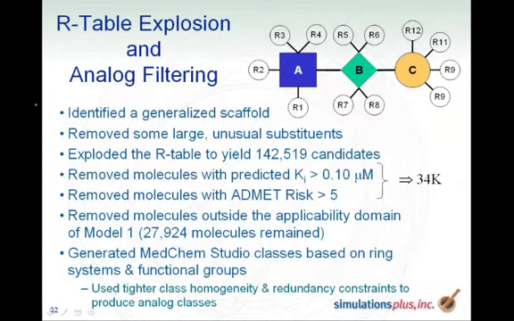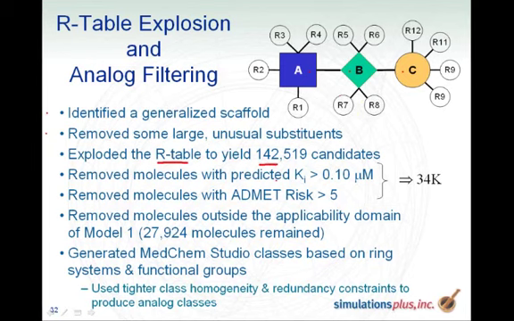So we identified a particular scaffold within the GSK data set, and it's illustrated by three parts of the molecule here, A, B, and C. At this time, we have a patent on the compound, so we can't disclose the structures, and so you can think of it as illustrated by this cartoon. So we identified a general scaffold. The next thing we did was to remove some very large and unusual substituents, and then we used the R-table explosion, and this yielded 142,000 candidate compounds.